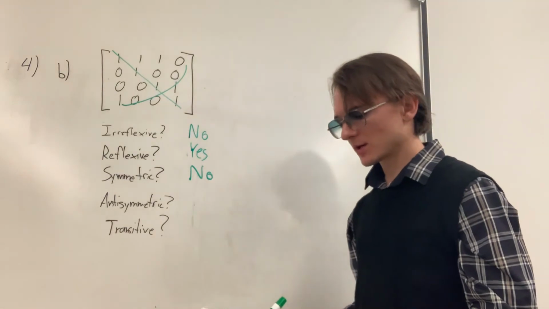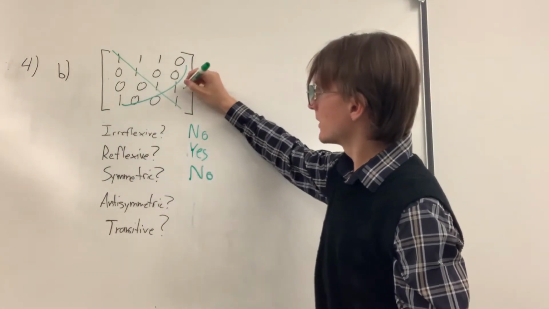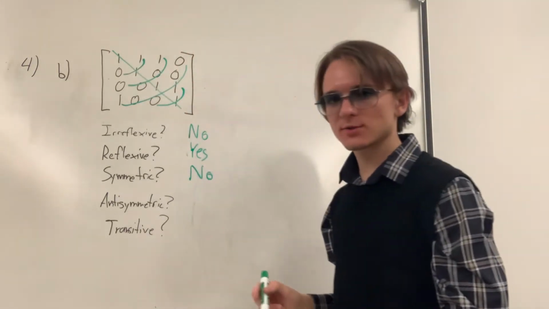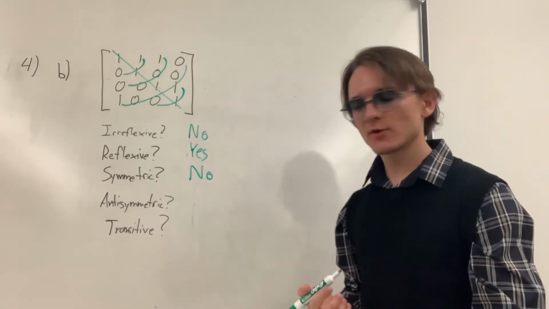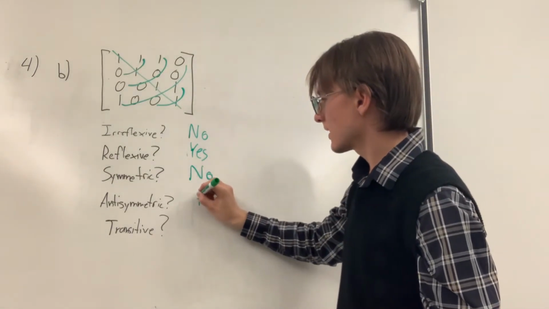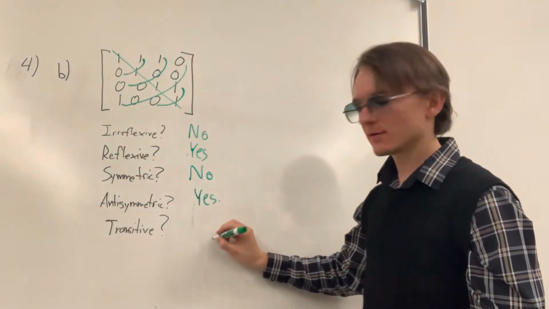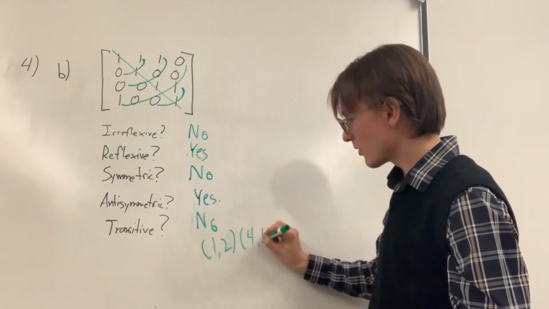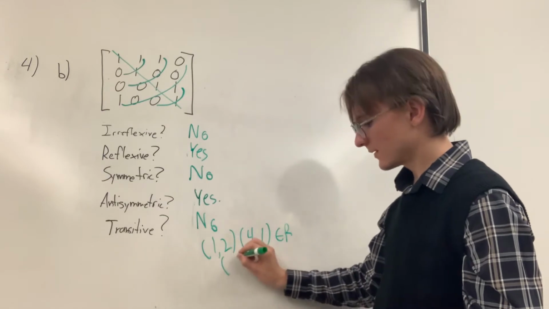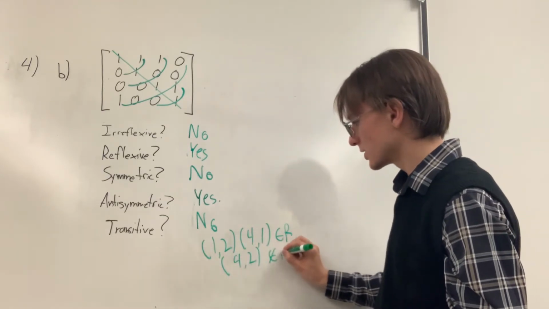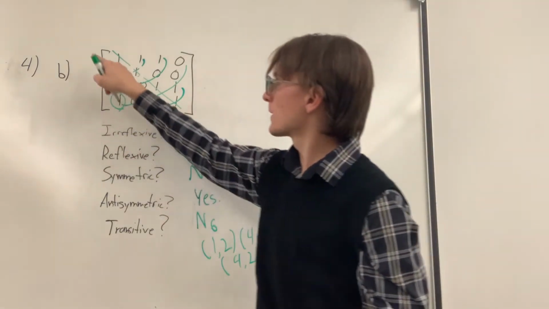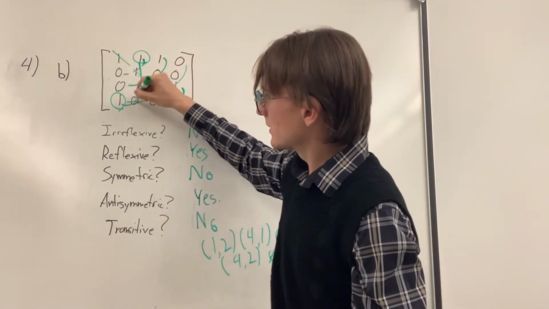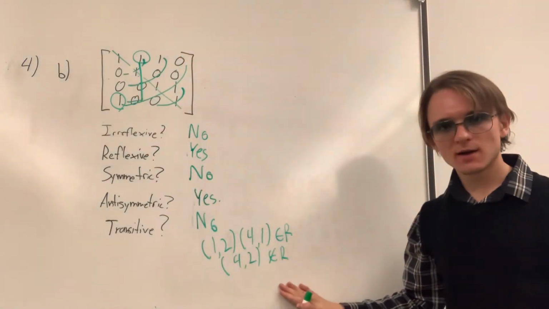Is it anti-symmetric? Well, this 1 corresponds to a 0, this 1 corresponds to a 0, this 1 corresponds to a 0, and finally, this 1 corresponds to a 0 as well. So it's flipped on the diagonal, it's reversed, therefore, it is anti-symmetric. Is it transitive? No. We have 1, 2 and 4, 1 both in the relationship, but 4, 2 is not in the relationship. In other words, 4, 1, 1, 2 are both in the relationship, but their intersection is a 0, so it is not transitive.